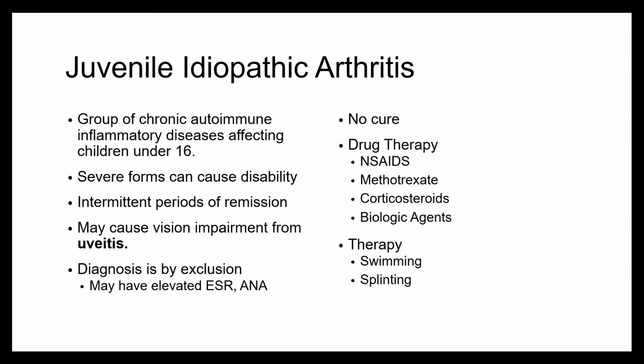The last condition we're going to look at is juvenile idiopathic arthritis. Overall, juvenile arthritis is a group of pediatric diseases that isn't really one specific disease. Juvenile arthritis, speaking of that first, is an umbrella term that refers to a group of chronic autoimmune inflammatory diseases that are known to develop in children under the age of 16. As far as that group of chronic autoimmune diseases go, we're going to focus on one.